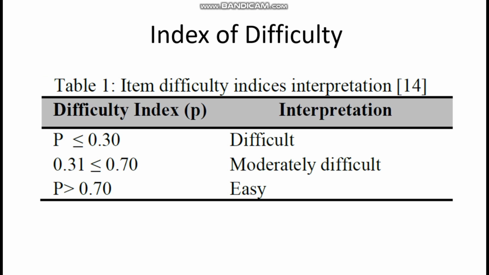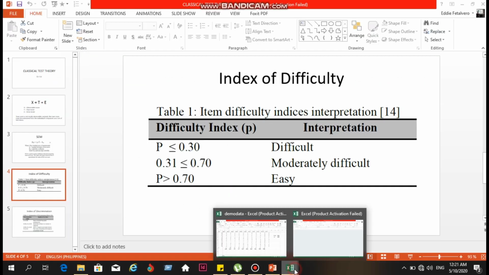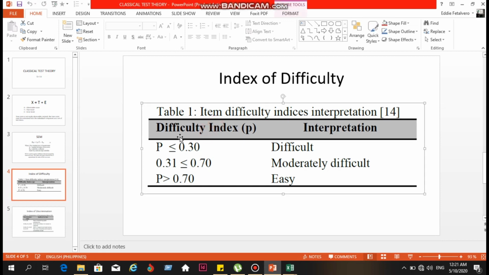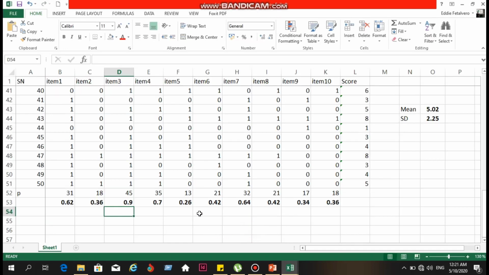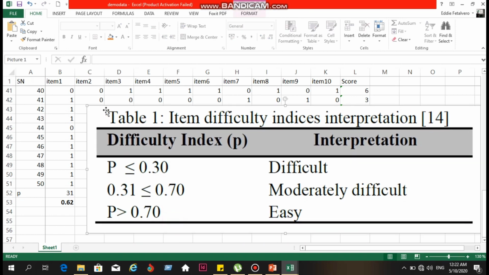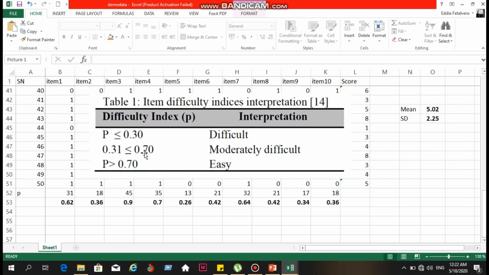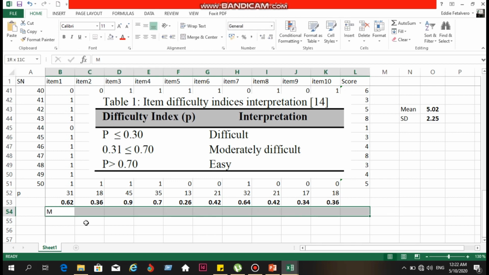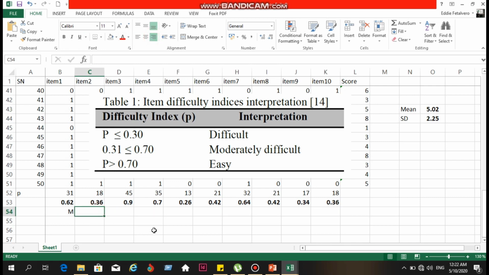Okay. Sa interpretation na to, it's like 0.31 to 0.70. Yan yung ating criteria to determine whether it's difficult or easy. So i-interpret natin. So tandaan 0.31 to 0.70. Interpret natin. So 0.62 is moderately difficult. 0.36, it's also moderately difficult. 0.9, wow, this item is very easy.